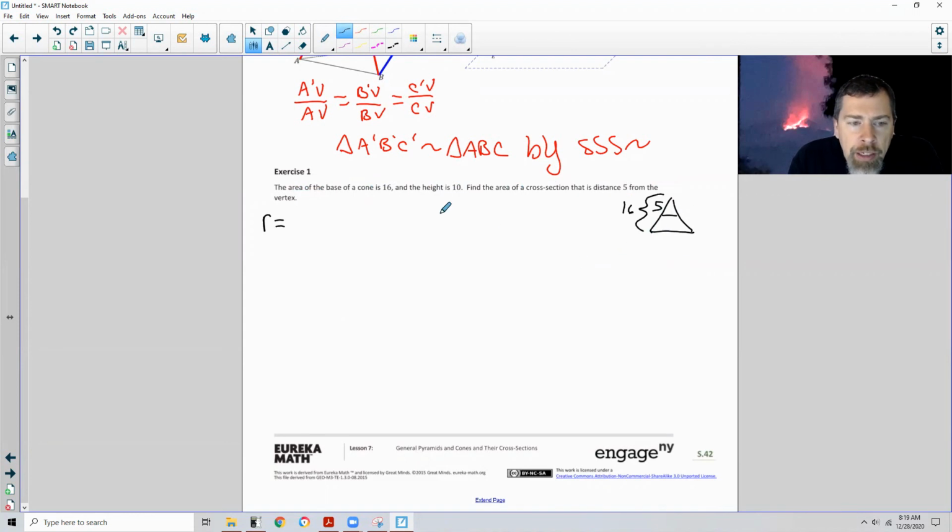That's just 2D, but you get the idea. So what's it asking for? Find the area of the cross section. So if we had a third side over here, it'd be like this. So this cross section here.